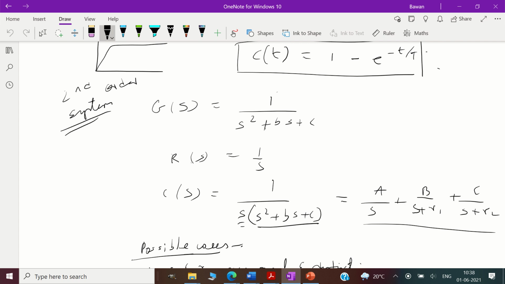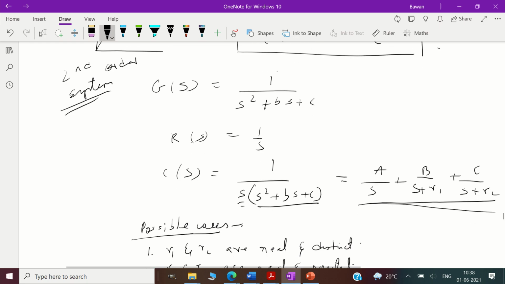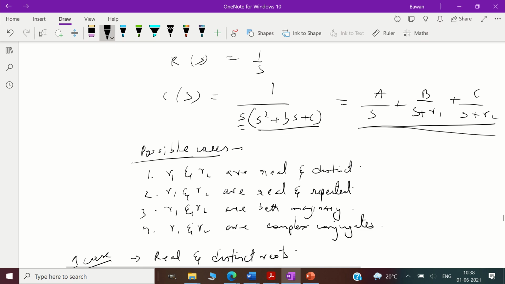And once we have the partial fraction expansion, which is given by a by s plus b by s plus r1 plus c by s plus r2, from here you have the 4 possible cases that we have discussed. That is when r1, r2 are real and distinct, r1, r2 are real and repeated, r1, r2 are both imaginary, and finally r1, r2 are complex conjugates. Right, this is what we have looked at.